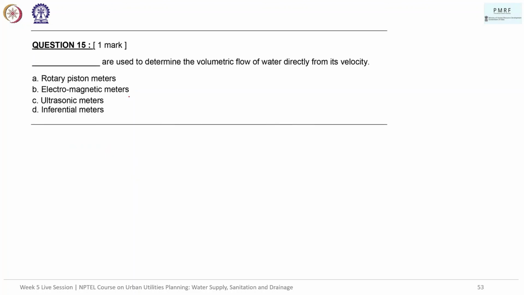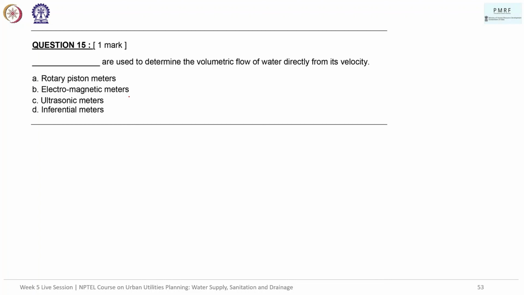Let's look at one more question. Dash are used to determine the volumetric flow of water directly from its velocity. So these are essentially water meters, right? Types of water meters. A, rotary piston meters; B, electromagnetic meters; C, ultrasonic meters; and D, inferential meters. Any answers?